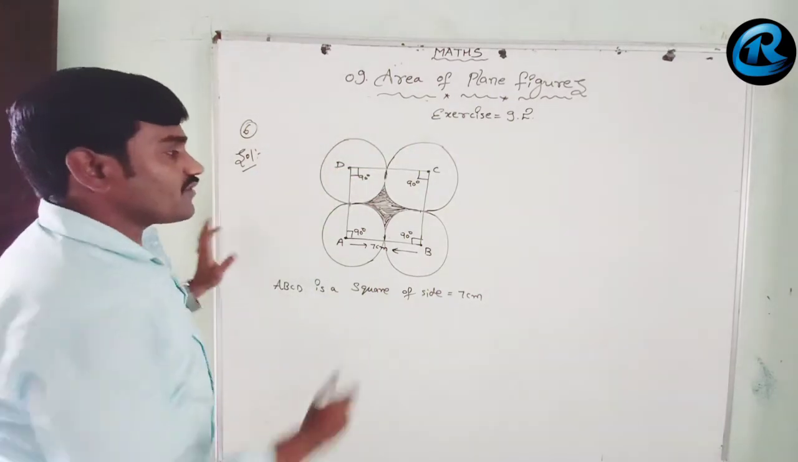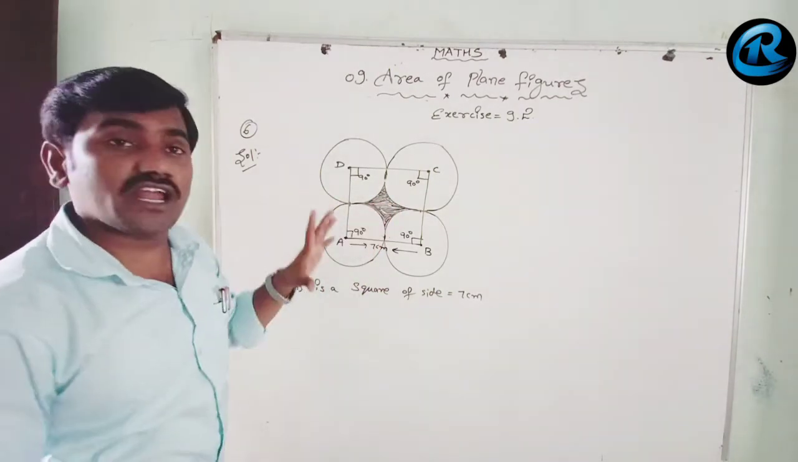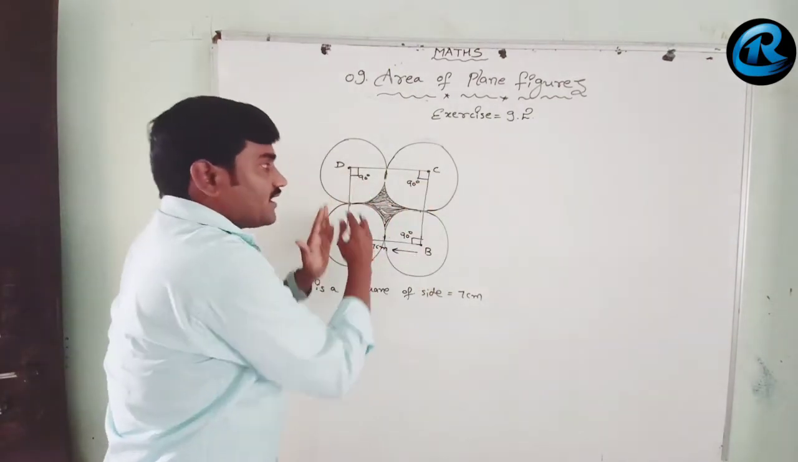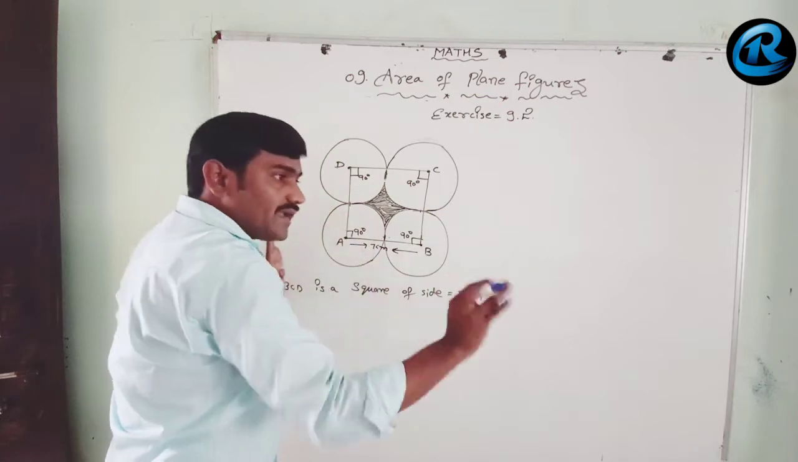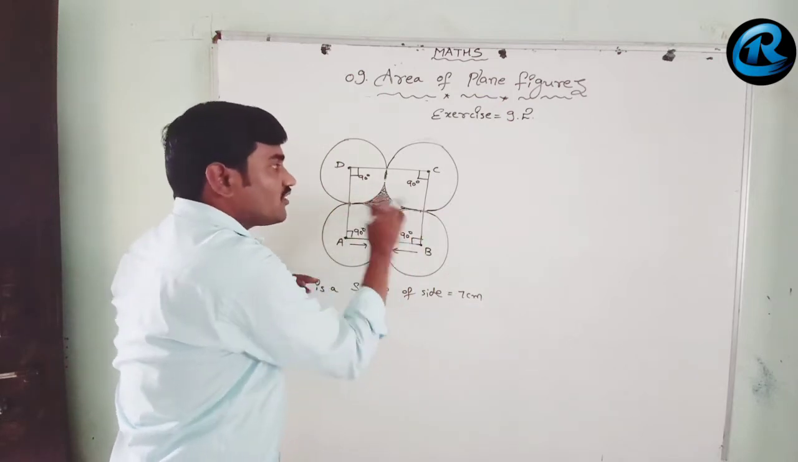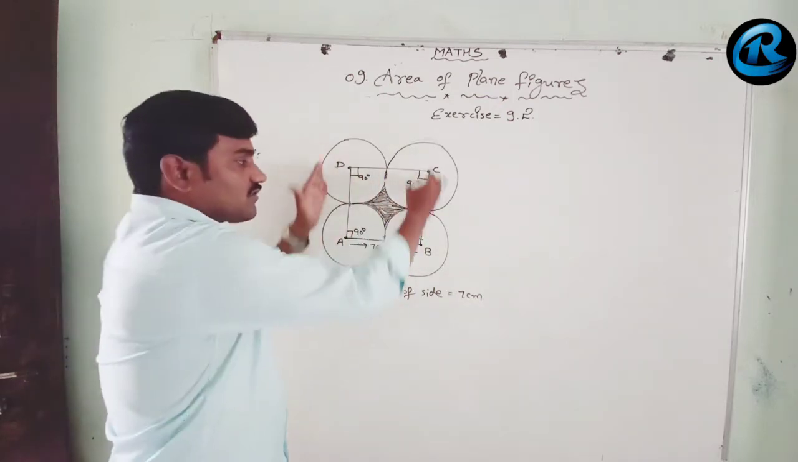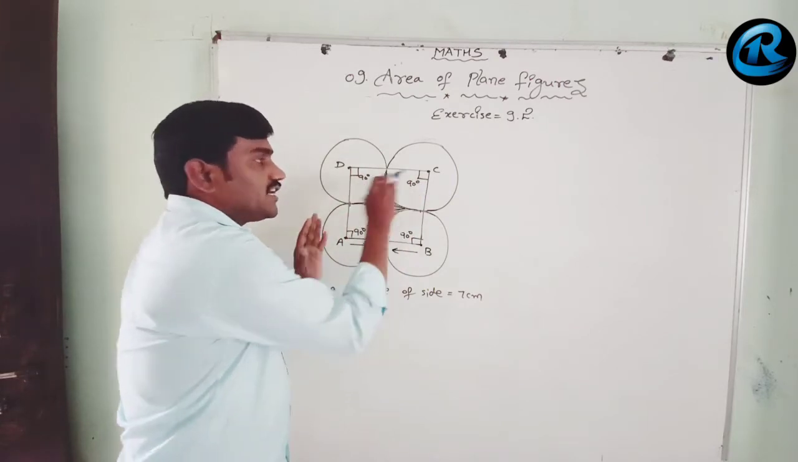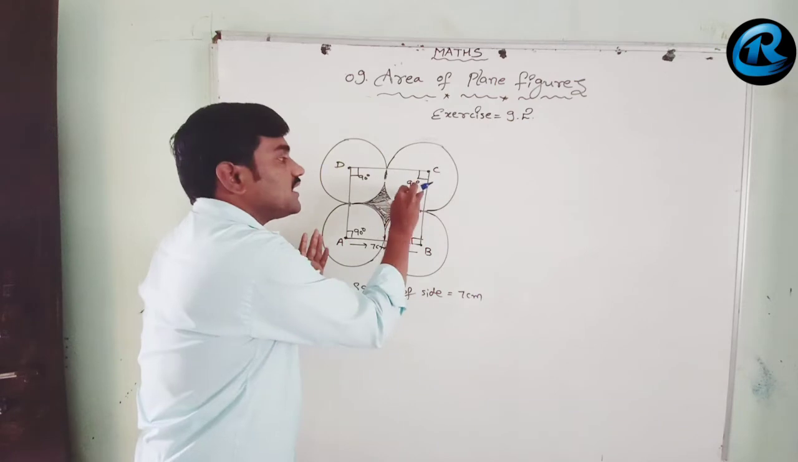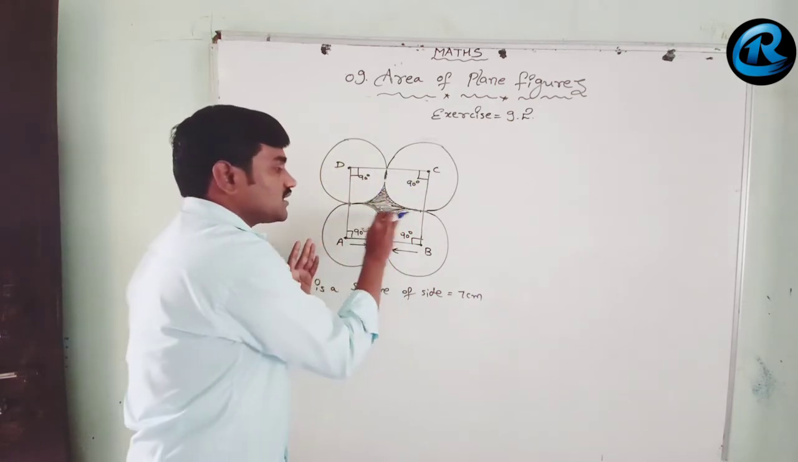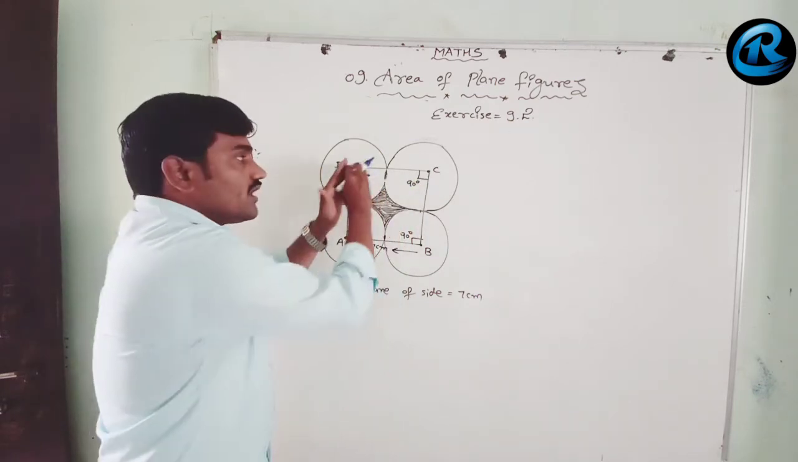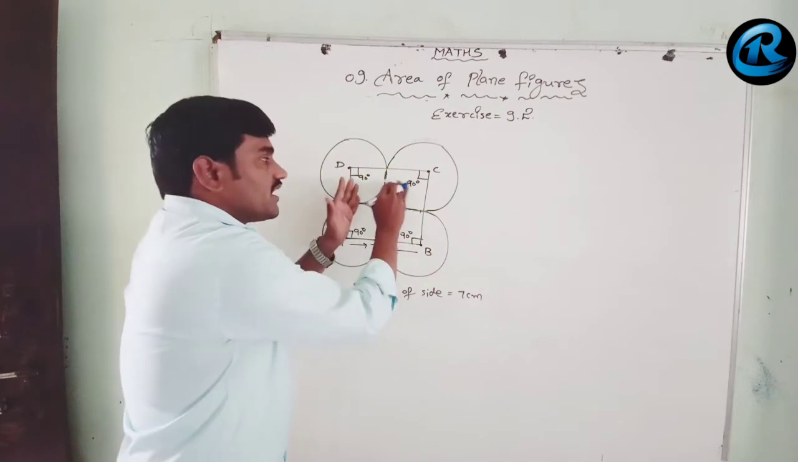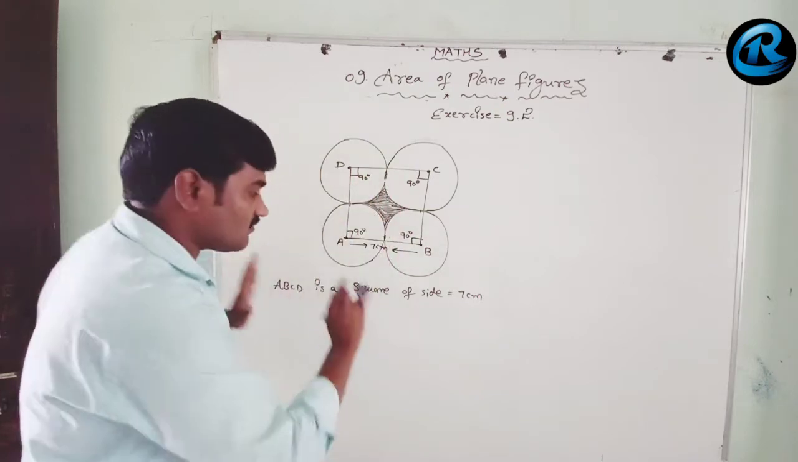So how can we find out the area of shaded region? Area of square minus area of these 4 sectors. Area of square means the total area. From that we have to remove these 4 sectors. How many sectors are there? 1 2 3 4. So area of square minus area of these 4 sectors, that we have to do.